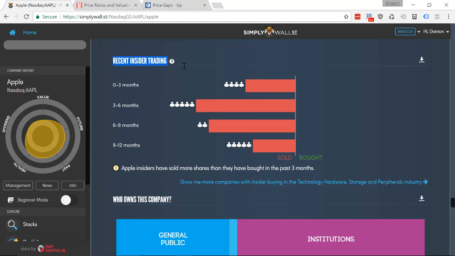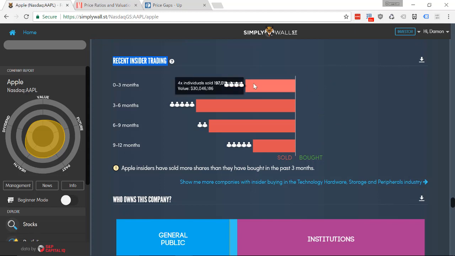Now I've noticed this doesn't show up for every stock in Simply Wall Street, and if it doesn't, all you have to do is go to NASDAQ and look for the same thing. But again, the benefit here is everything is consolidated on one page. So it'll show you the insider trading activity, and nobody inside Apple has bought recently.